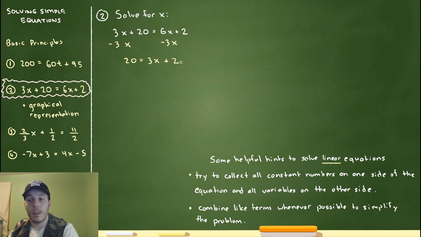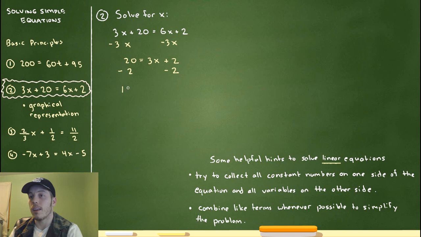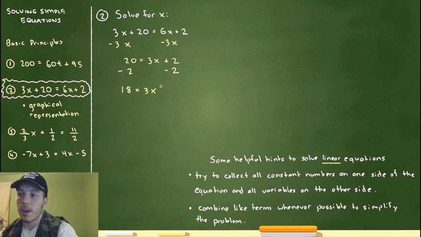Okay, so that's a bit simpler, right? Now, I wanted to move all my constants to the left side. So this number 2 here is a constant. So I could subtract 2 from the right side so that those two will cancel out. And on the left side, I want to do the same thing to balance my equation, and I obtain 18 is equal to 3x. Okay, so that's great.